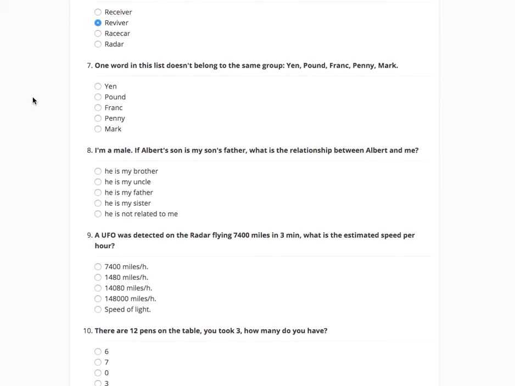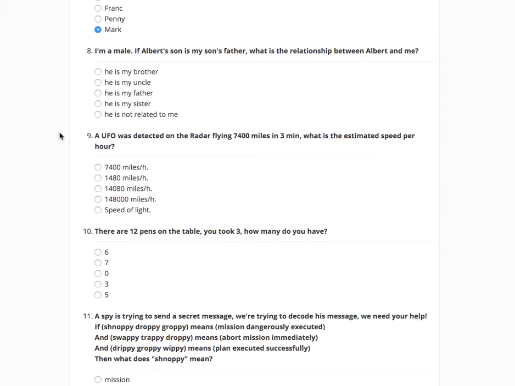And one word in this list doesn't belong to the same group: yen, pound, franc, penny, mark. So we're talking about currency: yen, Japanese, pound, then franc, then penny, then mark. Mark is not a currency, right? So yeah.